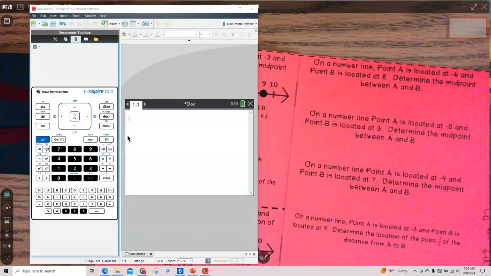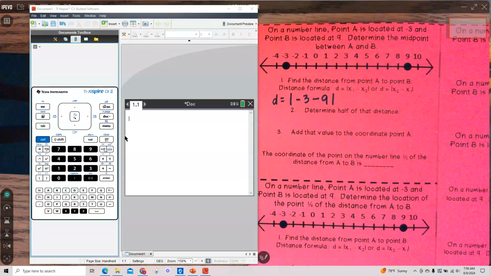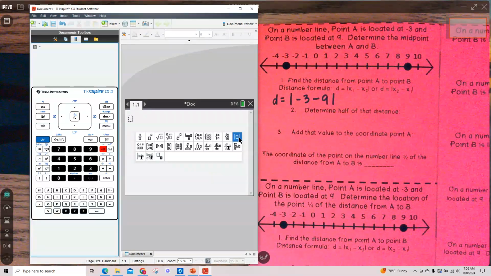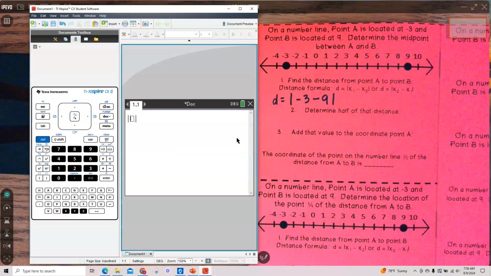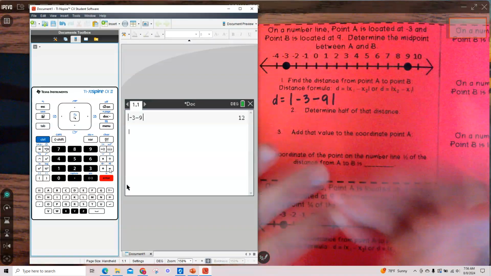Okay, so how we do absolute value. In the calculator, it's going to be this button right next to the 9. If you look, this symbol, that's the absolute value symbol, and we can type that in there. Now make sure you're using the right symbols. -3, and then this one is minus 9. And it will calculate absolute value for you.